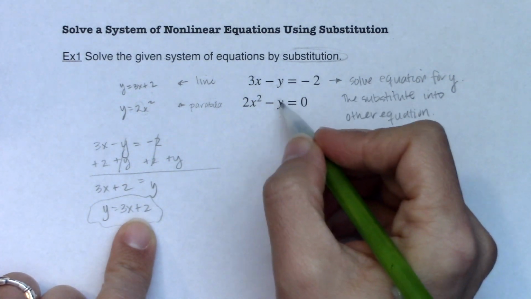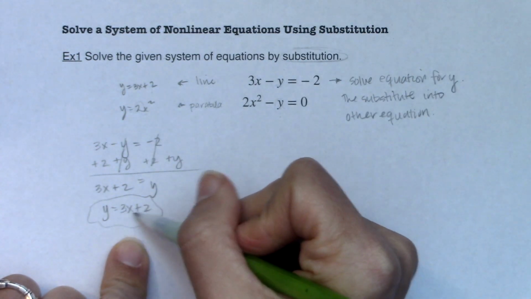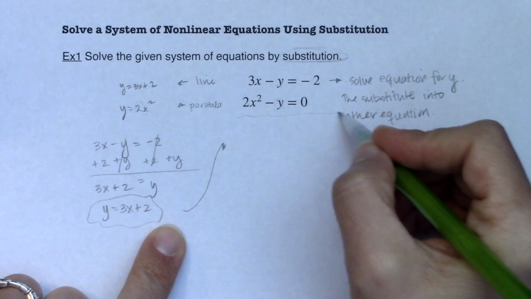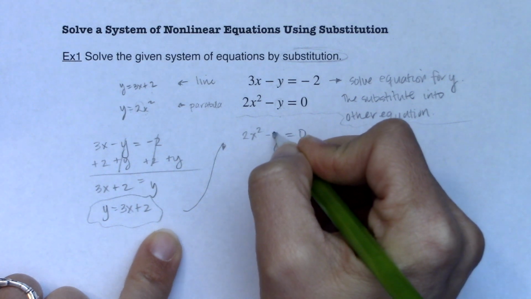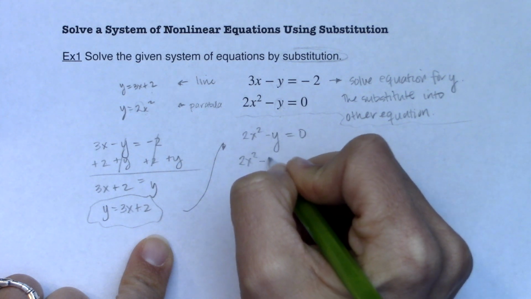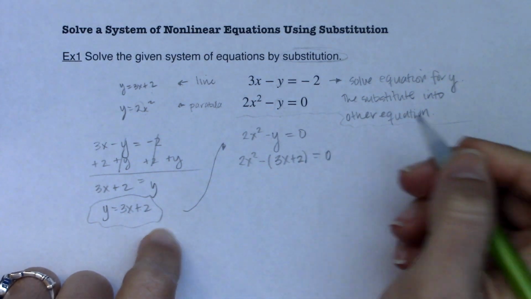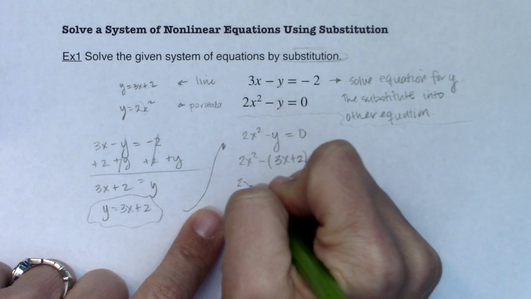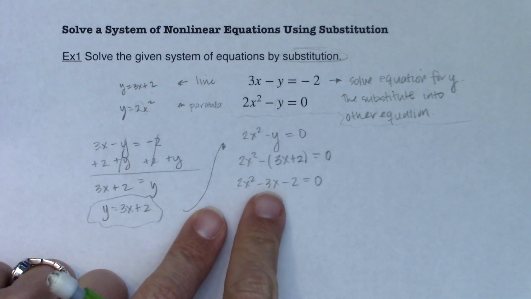But now I'm going to substitute that right in here. I need to be careful with that subtraction sign because I do have a binomial here, so that always gets tricky. So here we go. If I had 2x squared minus y equaling 0, and instead of y, I want to substitute 3x plus 2, I'm going to have 2x squared minus, now in parentheses, 3x plus 2, which is equal to 0, right? Now I'm going to distribute that negative to that entire binomial. So I'm looking at 2x squared minus 3x minus 2 equaling 0. And now I have a quadratic equation, okay?